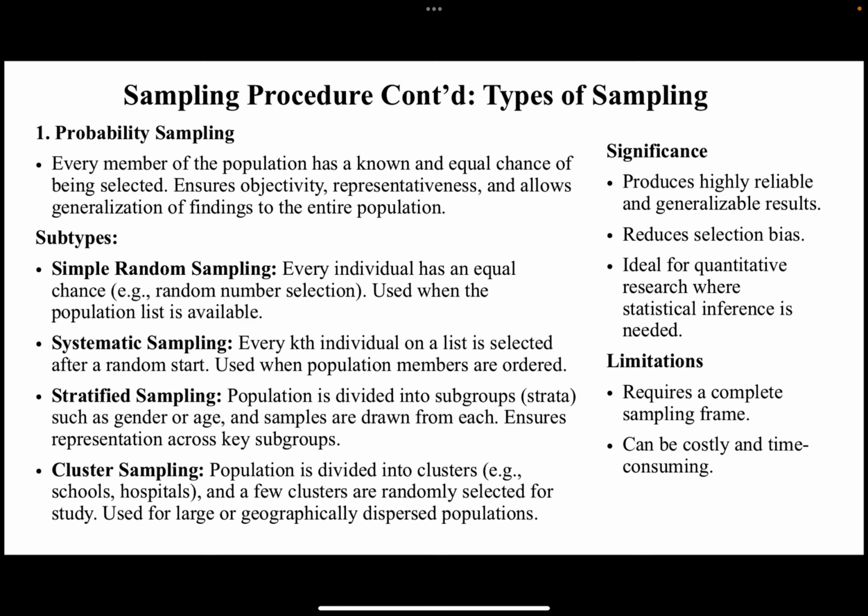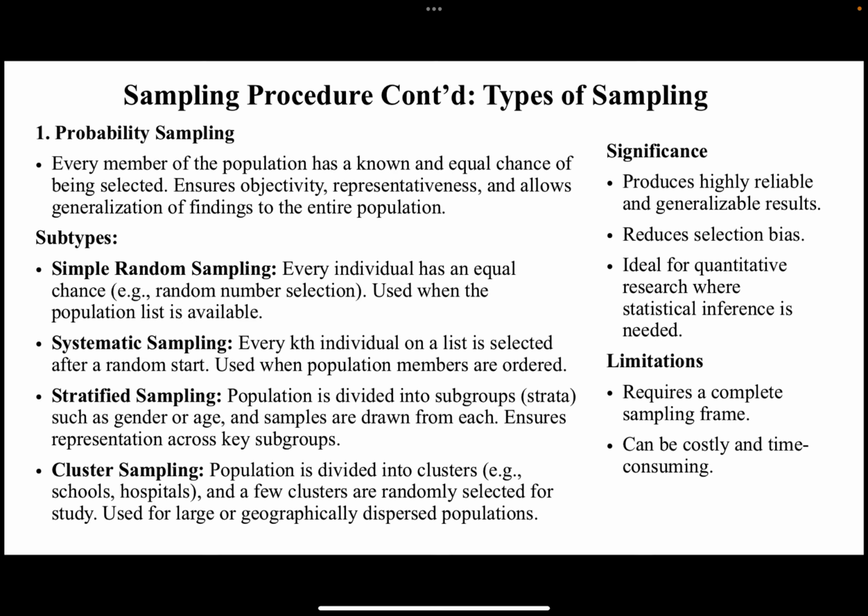Now, what is simple random sampling? Simple random sampling is a type of probability sampling procedure or technique. In simple random sampling, every individual has an equal chance of being selected. Let's look at it practically. This is a simple example. You have a class of 100 students and you need to select 20 students for a study. And we are going to use probability sampling, specifically simple random sampling.